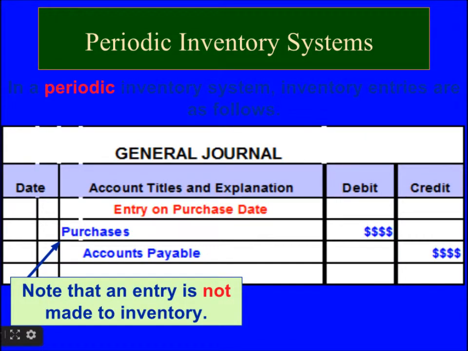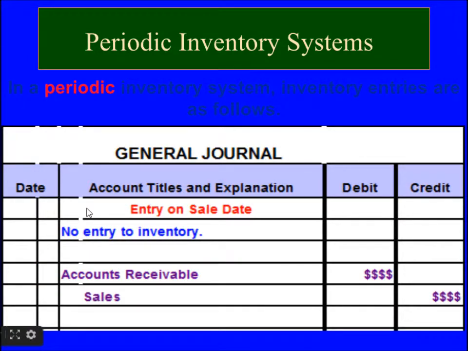Periodic inventory system. In a periodic inventory system, inventory entries are as follows. Here on the purchase date, we just write purchases with a debit entry and accounts payable as a credit entry. Unlike the perpetual inventory which we learned in the last tutorial, we are not doing any inventory journal entry as we did in the perpetual. Here we just write purchases as debit and accounts payable as credit.